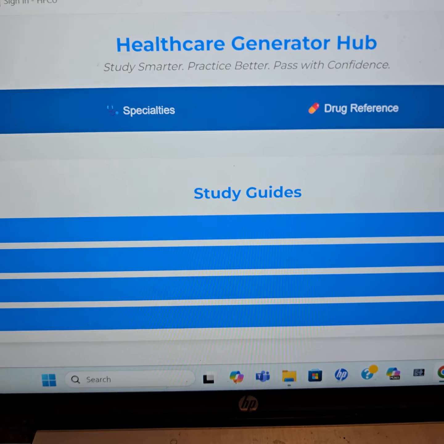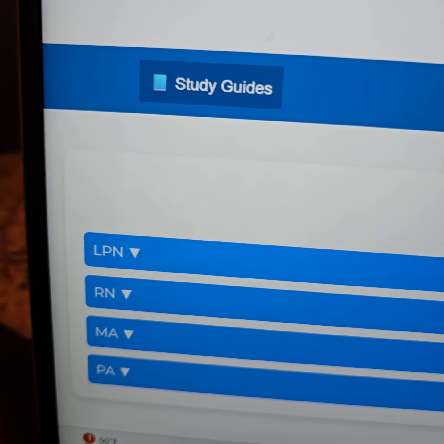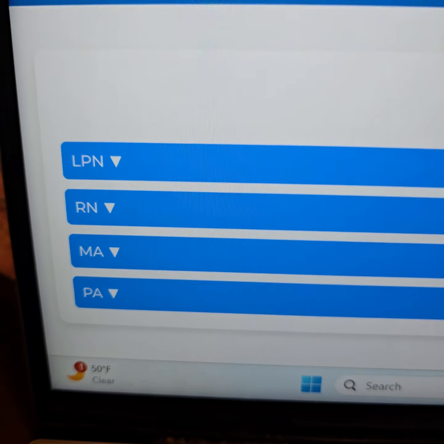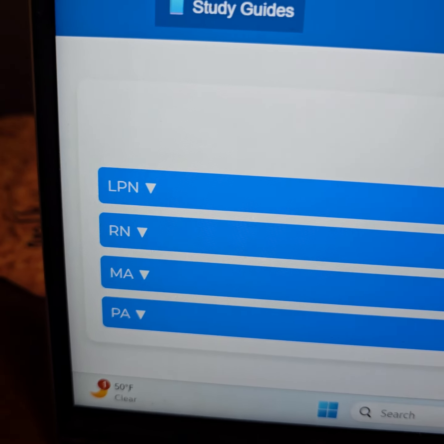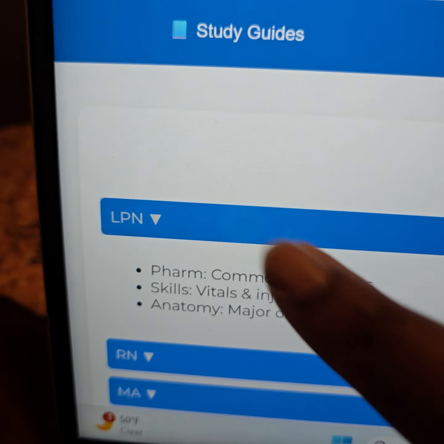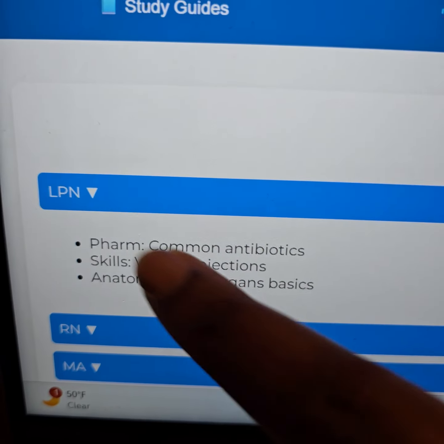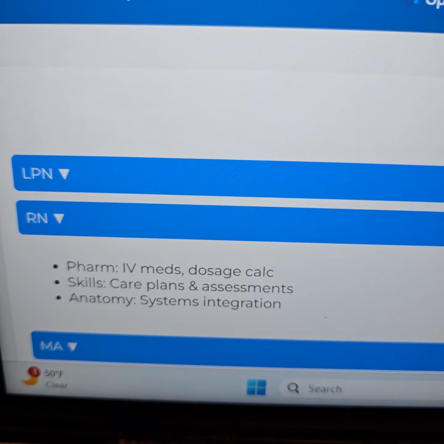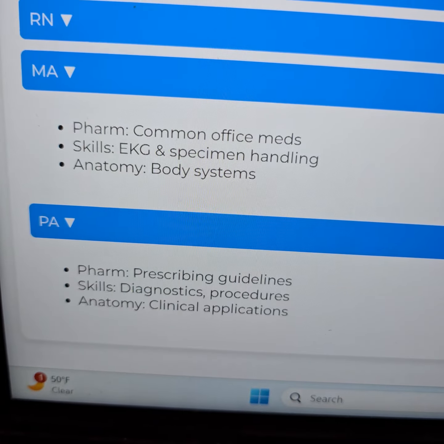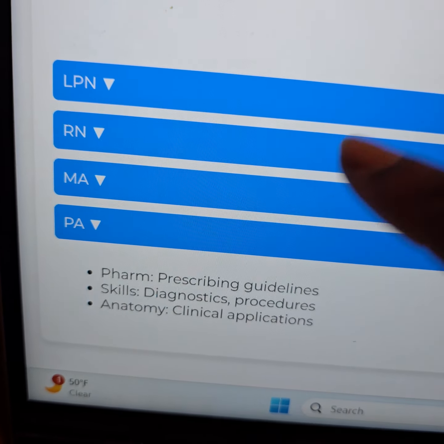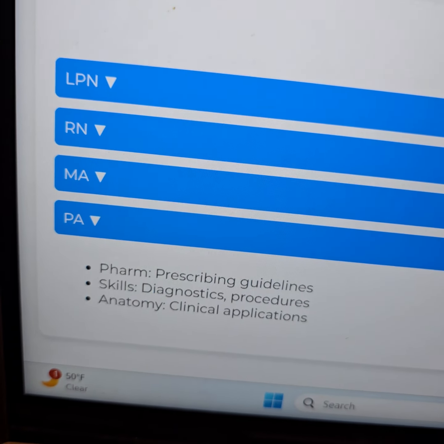So this is the tool that I developed. It's a generator. With this generator, you have study guides and you tailor it down. In the generator, I have LPN, RN, MA, and physician's assistant. In the study guide category for an LPN, it narrows down what you need to study based off of your title. And as we go to the drop down, you'll see what an MA should study, what an RN should study, and it gives you all those fields. That's the study guide section.